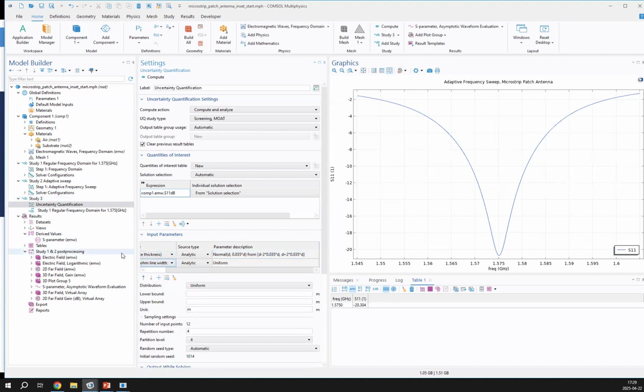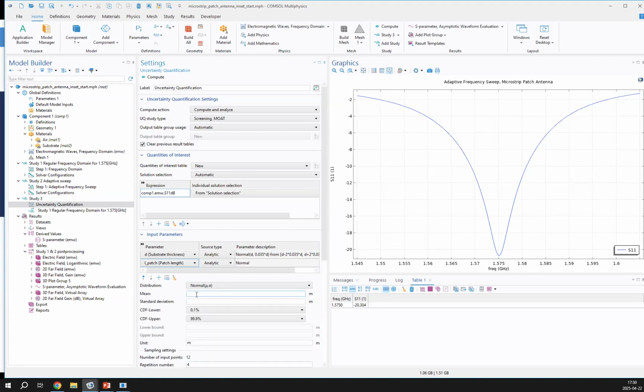Okay, let's add the second parameter, and it will be the length of the patch. So again, we opt for the normal distribution type. We use the nominal value as the mean value and specify the standard deviation. Initially, it will be 0.5%. And again, we should spend some time to specify the lower bound and upper bound: L_patch minus 2 multiplied by sigma, and L_patch plus 2 multiplied by sigma.